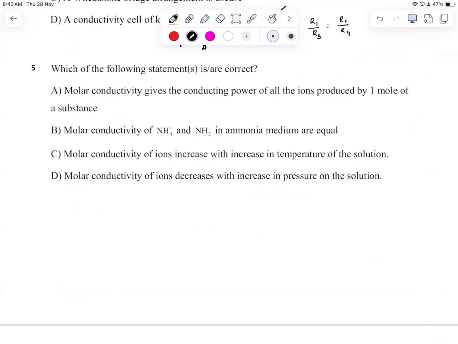Check out the next question here. First one. Molar conductance gives the conducting power of all the ions provided by 1 mole of a substance. That is true. The whole idea is we require 1 mole of an electrolyte, right? And that will give us the conducting power.